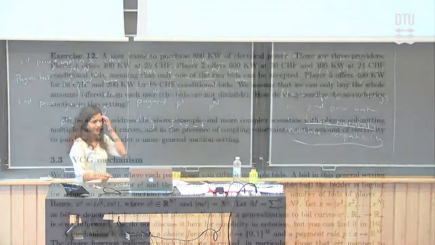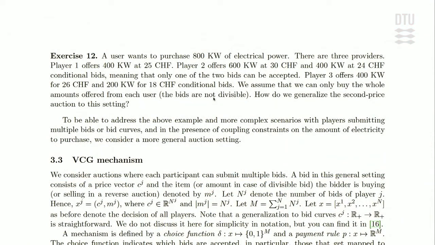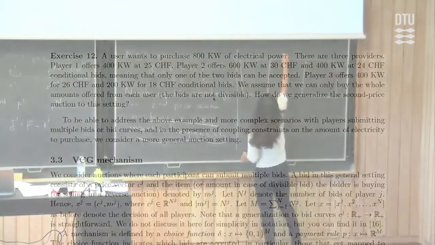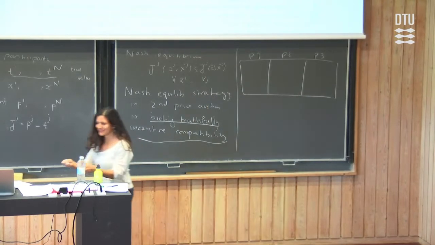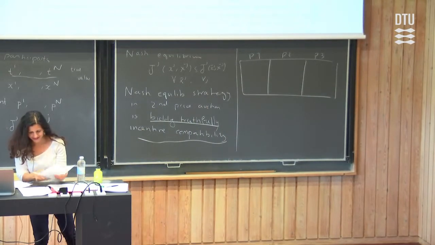This is an example that you can briefly pause and think about. It's a slightly more general model. Again, there is an operator that wants to purchase, let's say, 800 kilowatts of capacity, and there are three providers, and I will write them here so we can refer to them later. Player 1, player 2, player 3. Let me just copy it so you have a table.